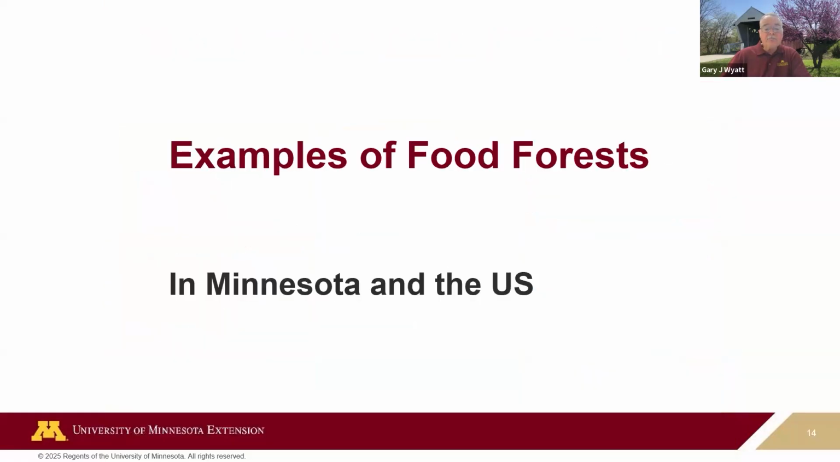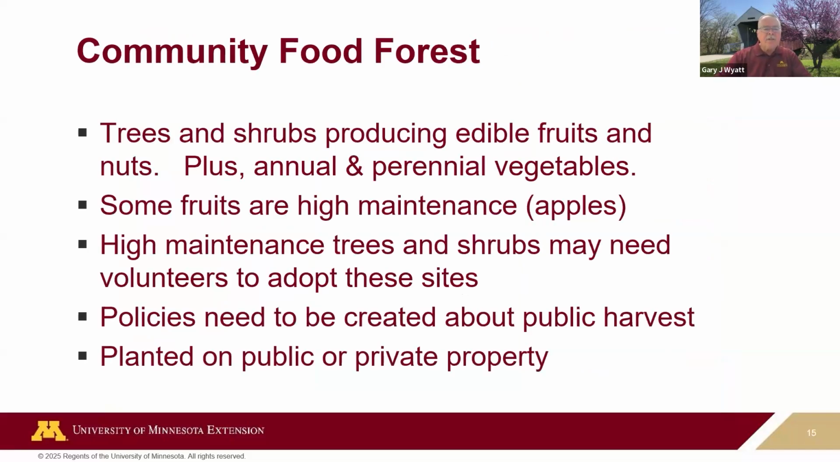Okay, we want to get into some examples of Minnesota food forests and those in the United States. The community food forest is basically trees and shrubs producing fruits and nuts, plus annual or perennial vegetables, maybe for a community or even backyard people. So as you think about this topic, certainly you can use all these plants in your backyard as well as a community food forest. Some fruits are high maintenance, obviously apples, so you may have to have plans for either spraying or non-spraying. You have to develop that type of plan for that community food forest.